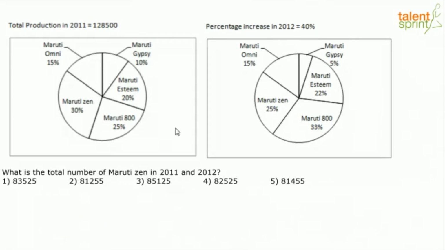Let's look at the next one. Here comes the next question. What is the total number of Maruti Zen in 2011 and 12? Now this is something where you need to do your calculation. So do that. The total number of Maruti Zen in 11 and 12. Maybe 1 more minute for this. Your time starts now.